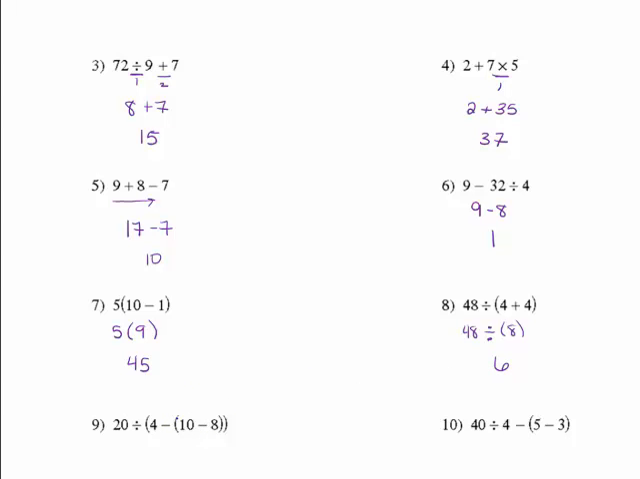Now, when I have parentheses inside parentheses, I have to do this first and then this second. So I'll have 20 divided by 4 minus 10 minus 8 is 2. And that'll give me 20 divided by 2, which will give me 10. Here I have 40 divided by 4 minus 5 minus 3. This parenthesis has to happen, and once that's happened, the next thing that happens is division. So this will be first, this will be second. 10 minus 2 is 8.